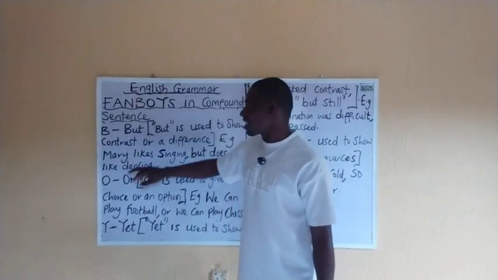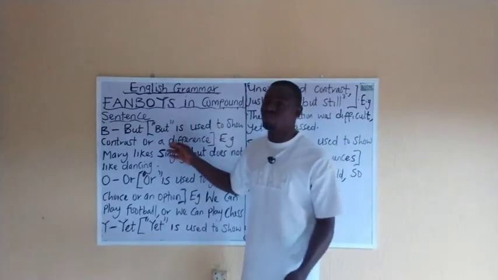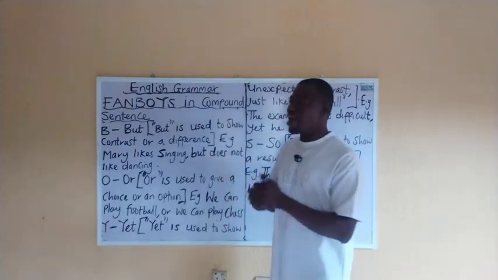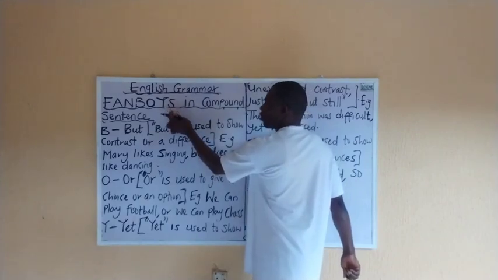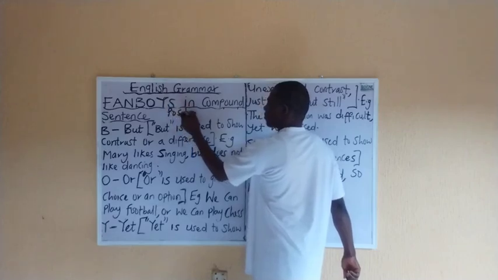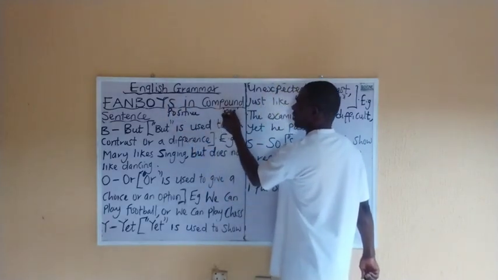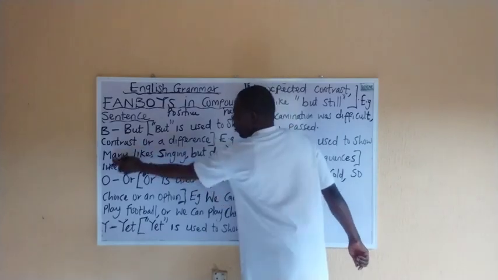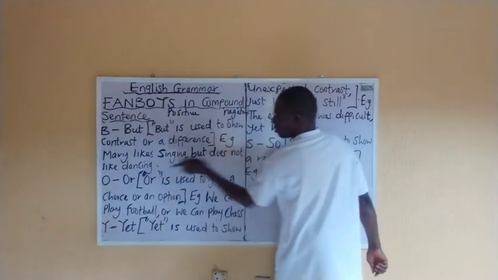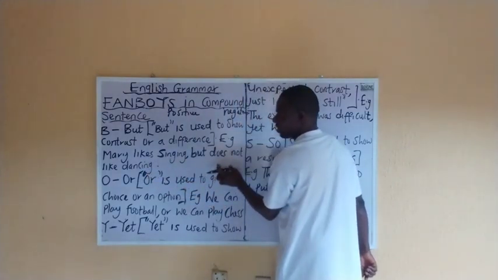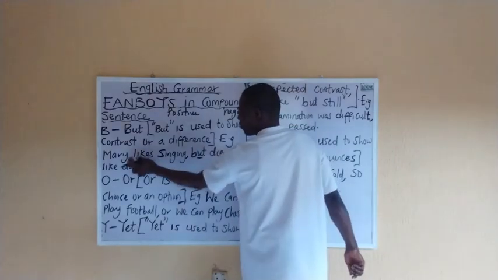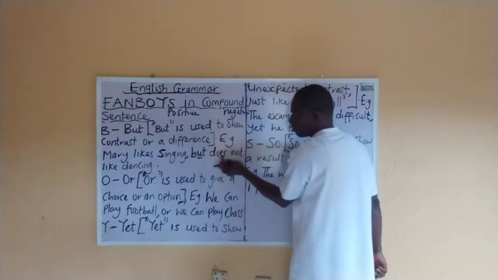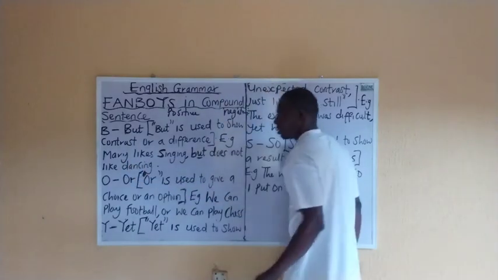B in FANBOYS stands for "but." But is used to show contrast or a difference. In other words, we use "but" where the first independent clause is positive and the second independent clause is negative. Let's say, for example: Mary likes singing, a positive independent clause; does not like dancing, a negative independent clause. But is used to connect the positive part to the negative part. So we have: Mary likes singing, but does not like dancing. Okay, fine, that's for that.